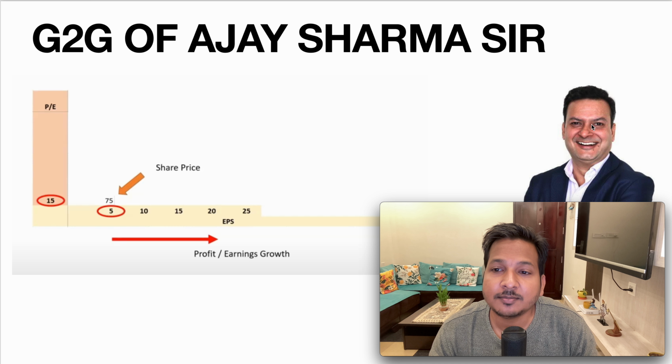So Ajay Sharma Ji has shown one G2G framework of how share prices increase, become multi-baggers and then start to go down. Like in the current market situation, most of the companies are facing a situation where the share price is going down. So what happens exactly, we'll try to analyze.